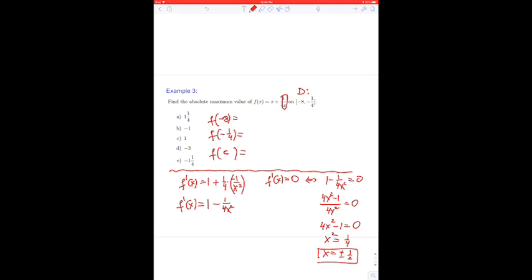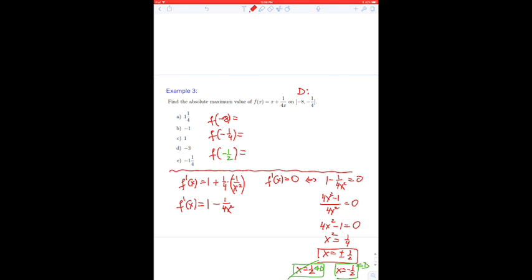However, the positive number is not in our domain. That means I will take only negative half. I can write this down: x is positive half and negative half. However, positive is not in my interval. This one is fine. That means I'm not including this.